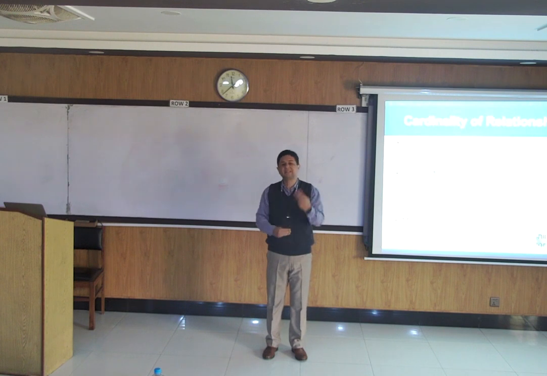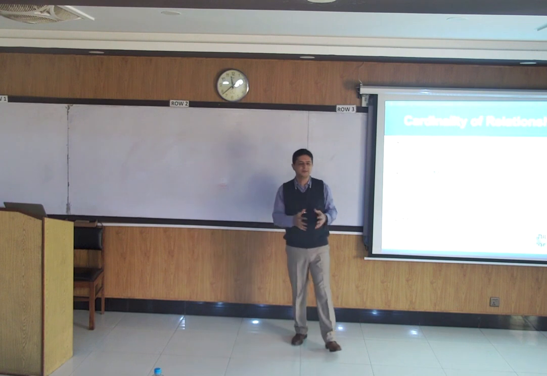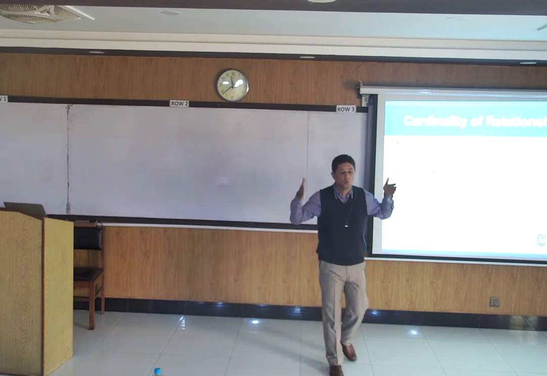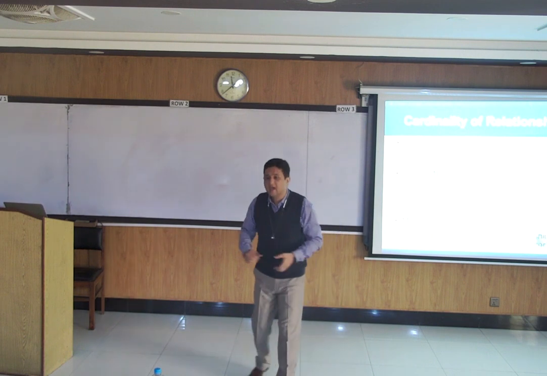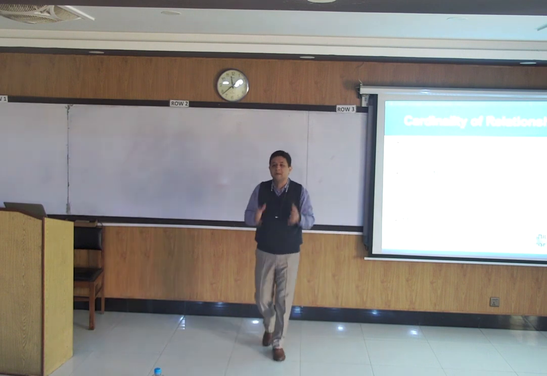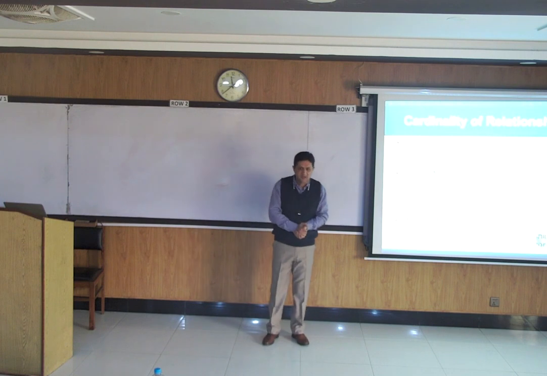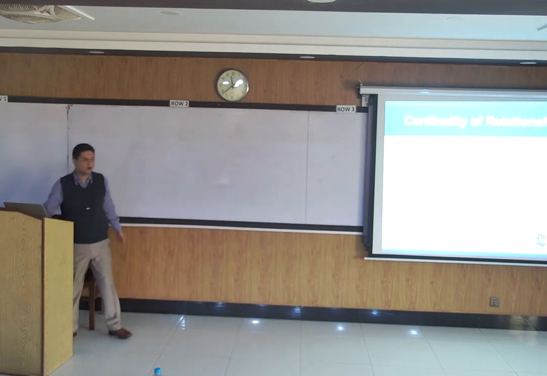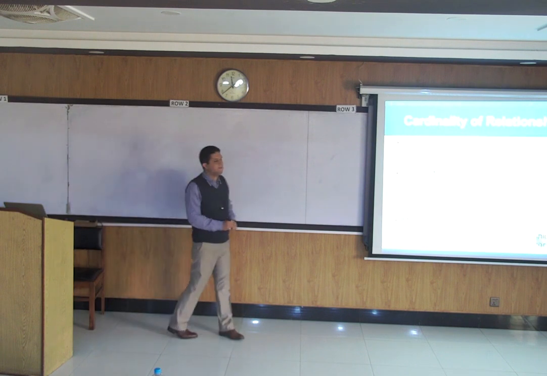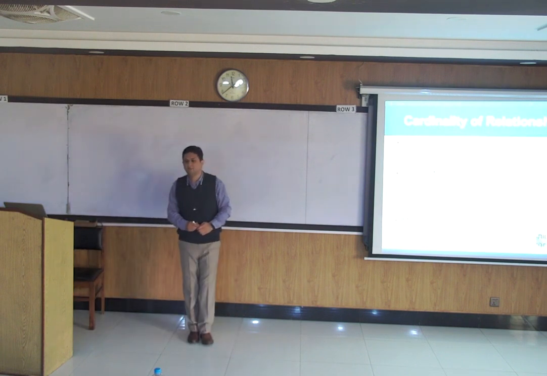So there are three total possibilities in maximum cardinality. The first possibility is 1 to 1. The second possibility is 1 to many. And the third possibility is a many to many maximum cardinality. So let us try to understand all of these three maximum cardinalities with the help of a relationships example.